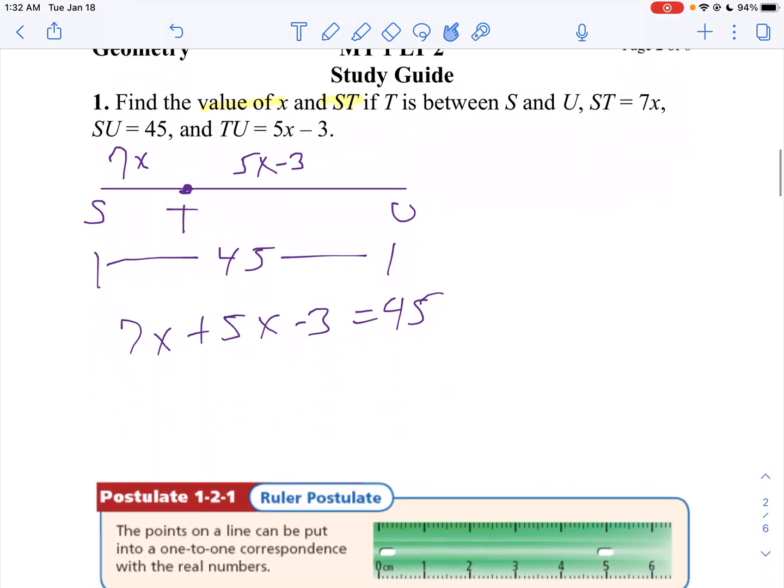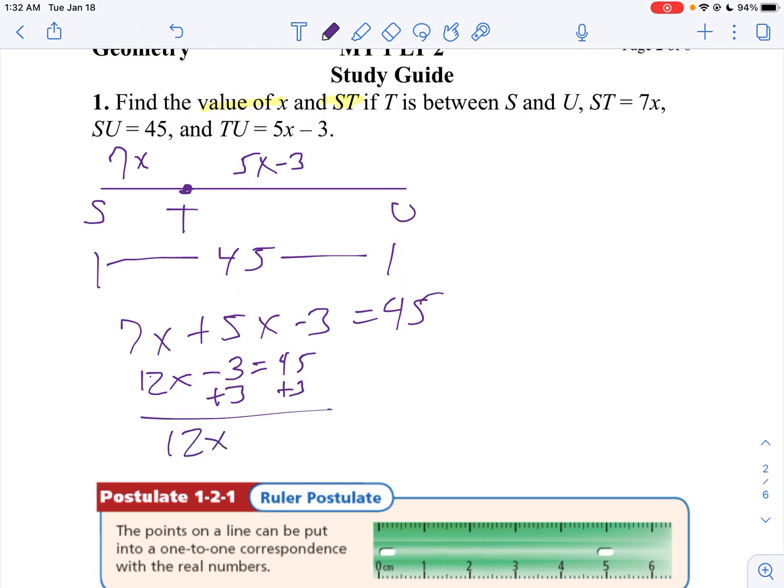So 7x plus 5x, well, that's 12x, minus 3 equals 45. Now we'll do the algebra. We'll add 3 to both sides. So 12x equals 48. I'll divide both sides by 12, and we get x equals 4, which is what we're looking for.